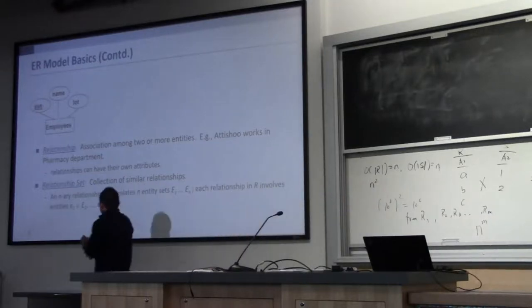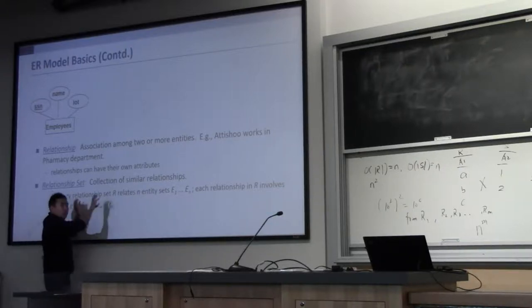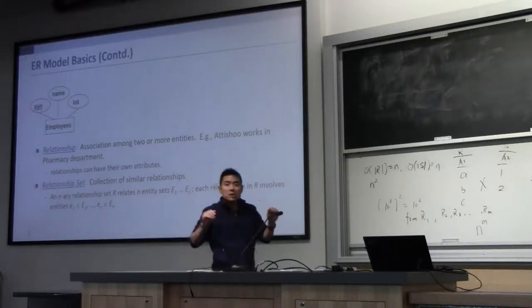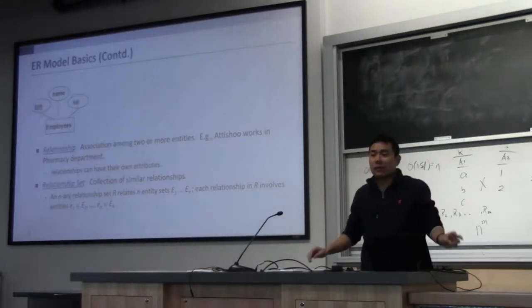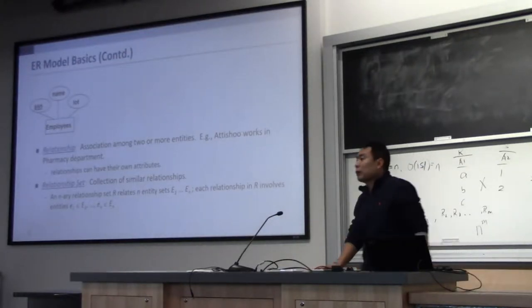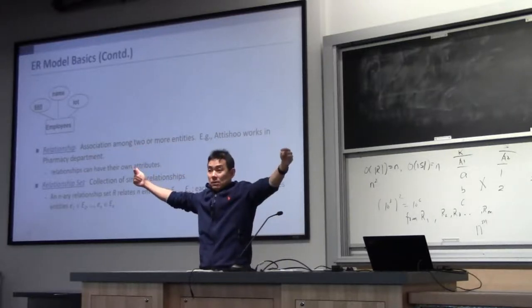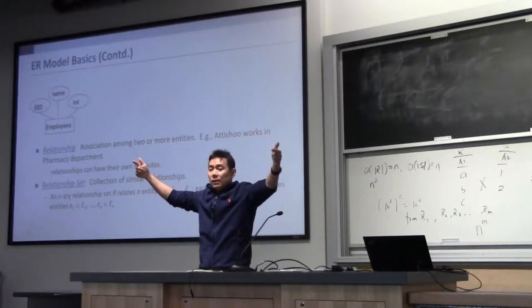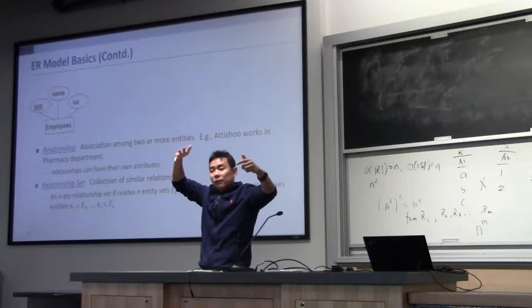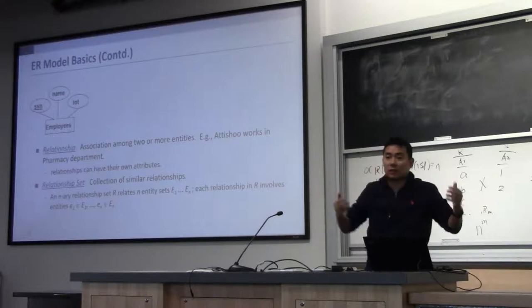Okay? Let's ignore this particular statement here for now. I will give you some more examples and then come back and explain what this means. By default, we're going to talk about binary relationships and binary relationship sets. A binary relationship refers to a relationship that binds two entity objects. A binary relationship set is a collection of binary relationships between two entity sets.